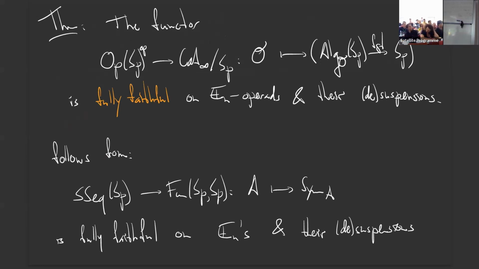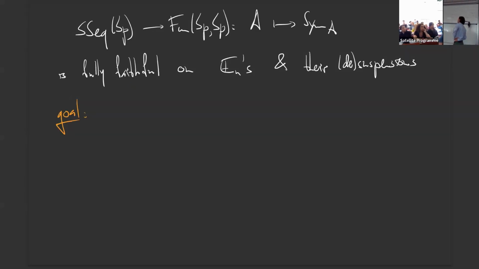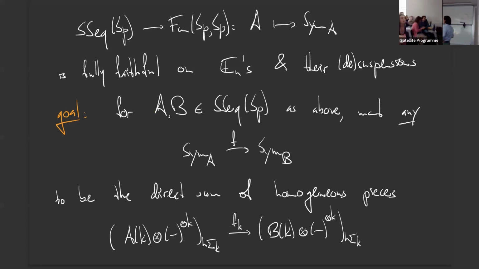So the claim is this is fully faithful on the E_n's, just thought of as symmetric sequences, and their D suspensions. So how do you do that? Really the goal here is to show that natural transformations between functors like this, for particular A's, actually have to come from just maps of symmetric sequences.